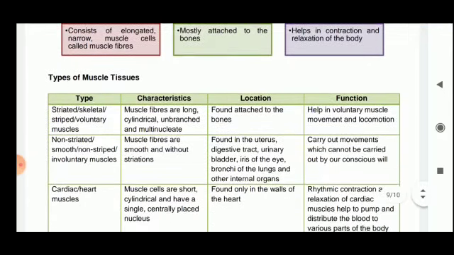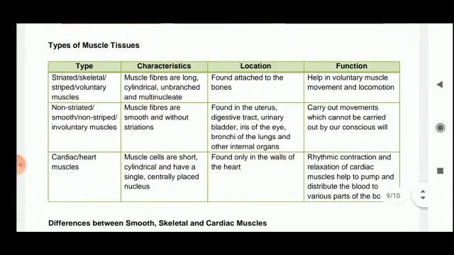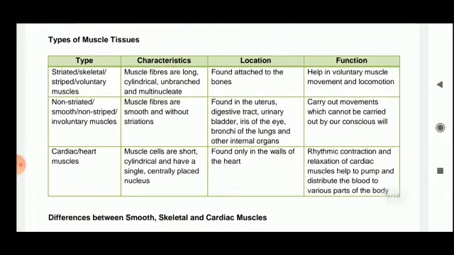Now let's move to its types. They are of three types. One is striated, second non-striated and third is cardiac. One by one we will see their characteristics, location and function. First is the striated. We can also say skeletal. We also use the term striped. We also use the term voluntary muscles. You can use any of these terms, but all these terms are similar.